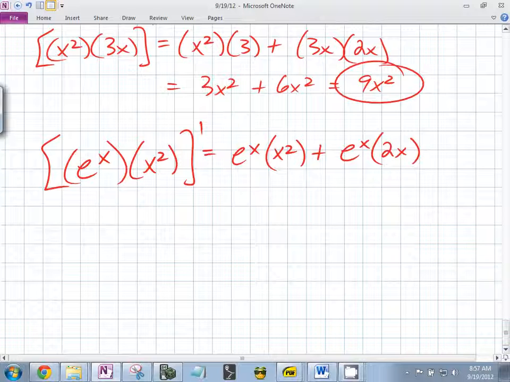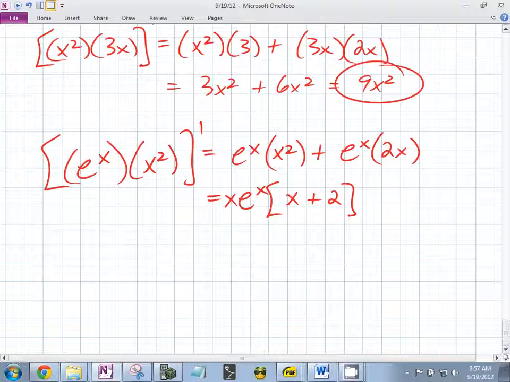2x. What can you factor out of both of those? You can factor out e to the x times x, right? So what do you end up with? X plus 2. It's just one way to simplify it. Yay! We now can differentiate more stuff.